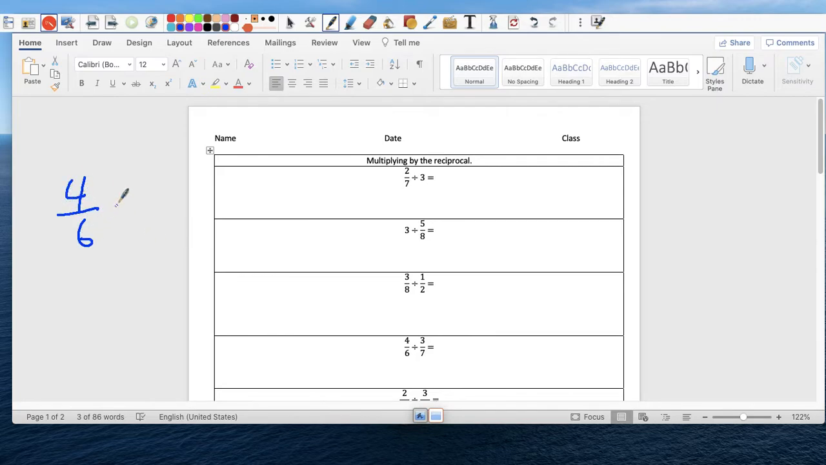4/6 divided by 3/7. First fraction stays. We change this to multiplication, which makes us use the reciprocal. So 4 times 7 is 28. 6 times 3 is 18.